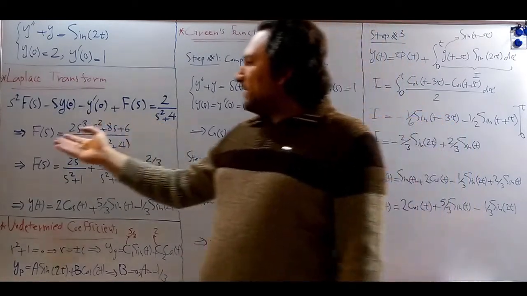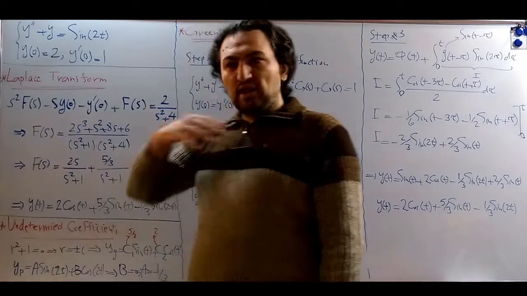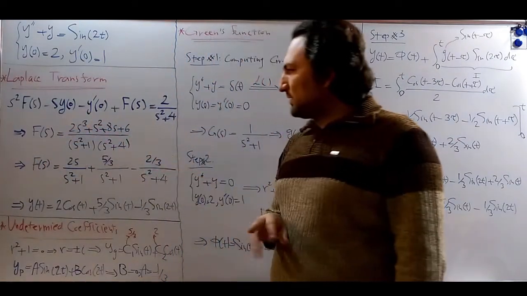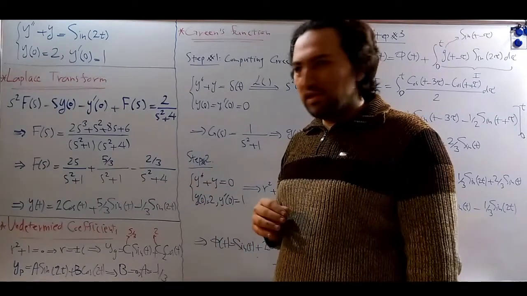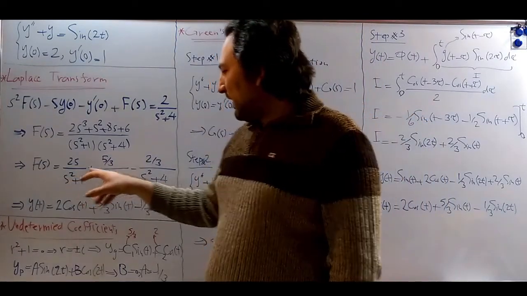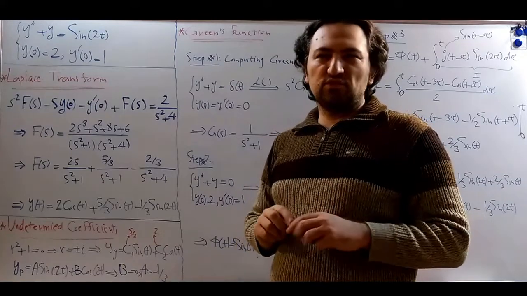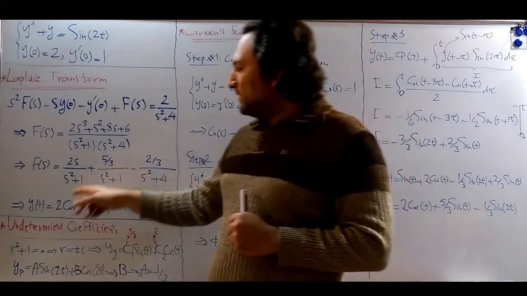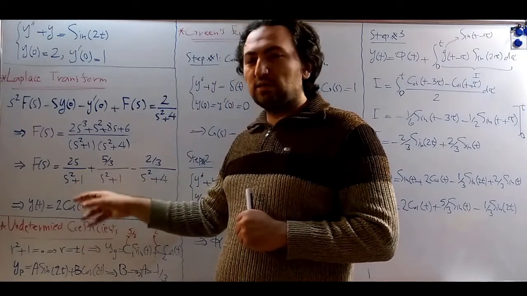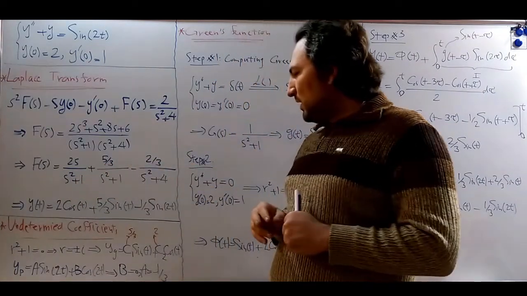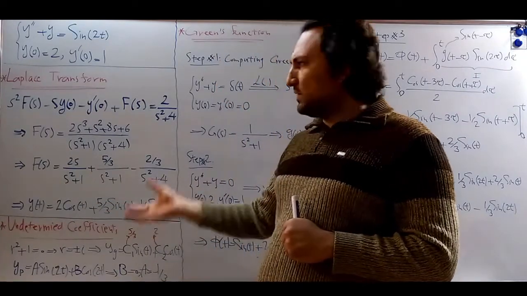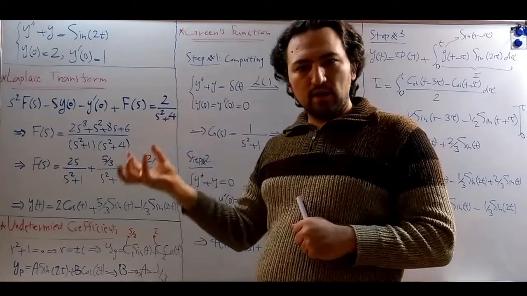You can easily find the Laplace transform of the unknown function, and you have to decompose this huge term here, and we have three smaller terms. I can easily find the inverse Laplace transform of these terms, and the final result of the equation is something like this. This is the Laplace transform approach.